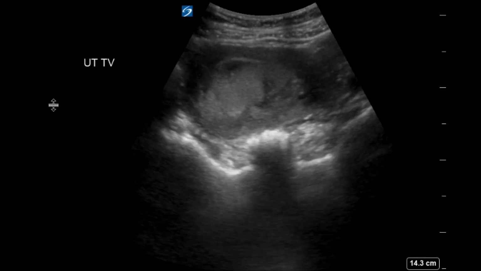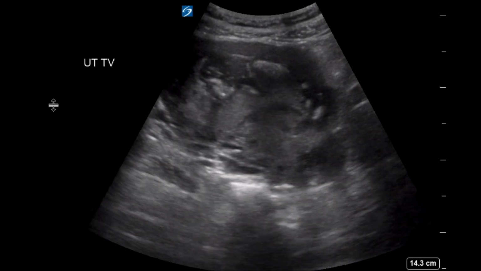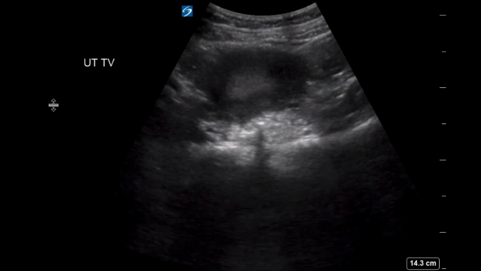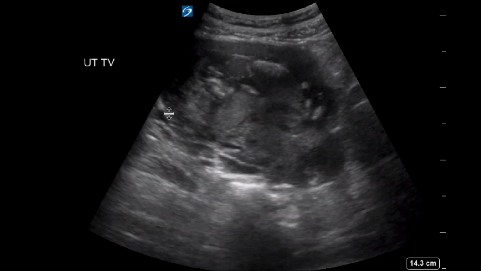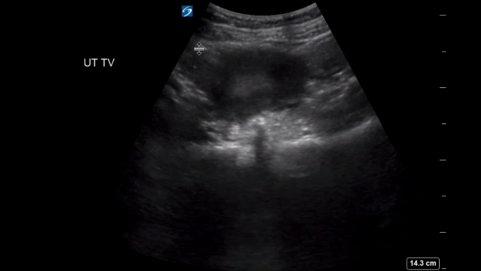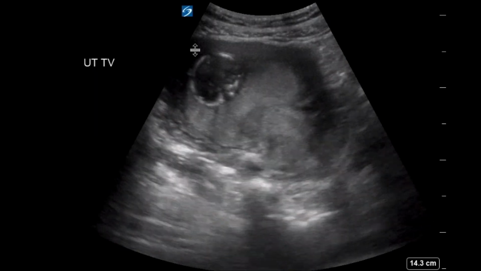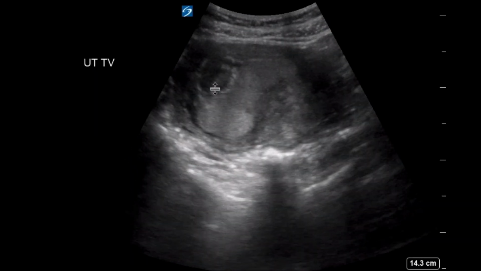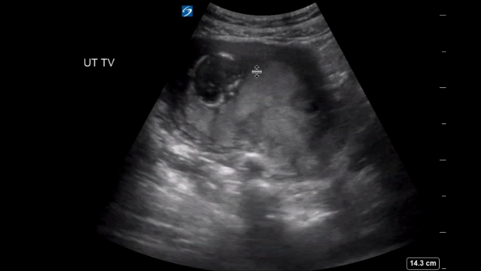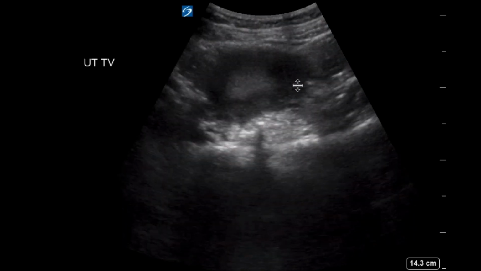So we'll go through now a live scan of the transverse uterus. So we're looking at the uterus here, the globular structure. And then what do you notice about the fetus here? Yeah, in the top left-hand corner, we see the head or the cranium there, and then as it extends down towards the right, you see the spine of the fetus.